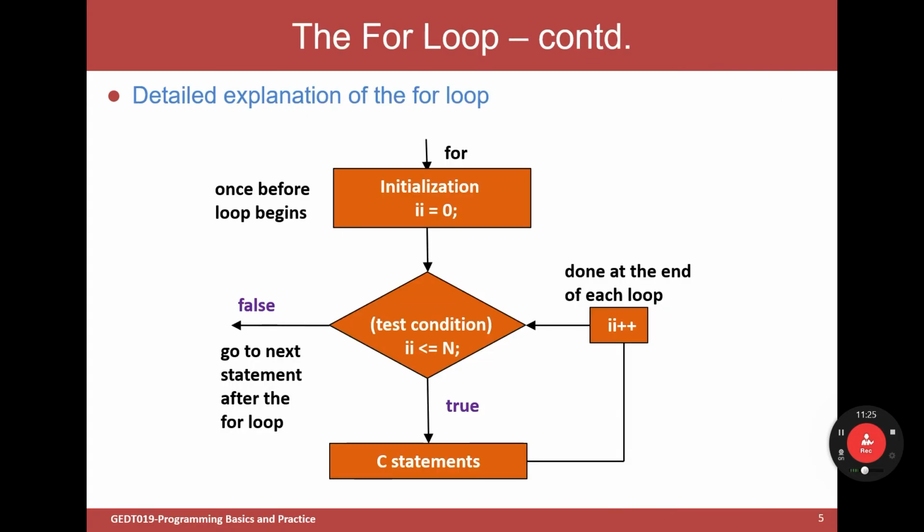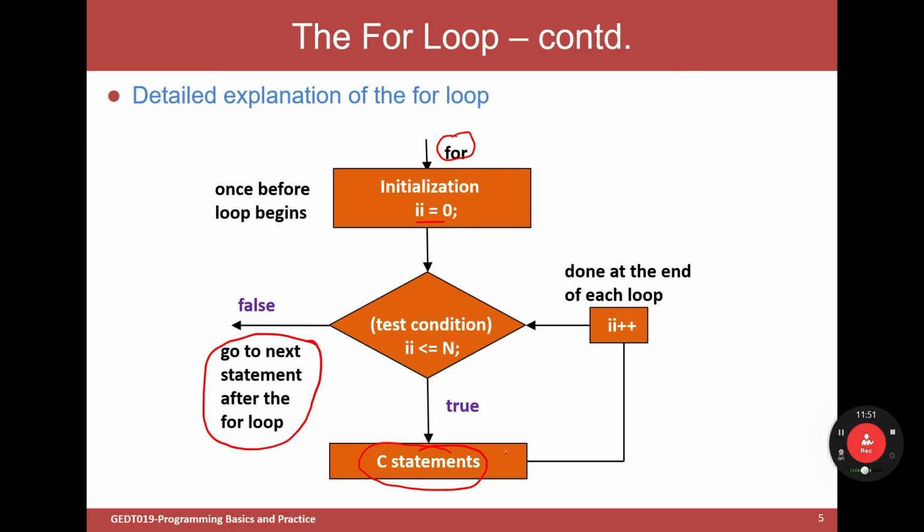So here is the flow chart. The beginning and the for loop, here is the for loop. At the beginning, i is equal to 0, and then it will check the condition. Is i smaller than N? If it's yes, run what is inside the block of the for loop. If it's no, then just execute the next statement after the for loop.